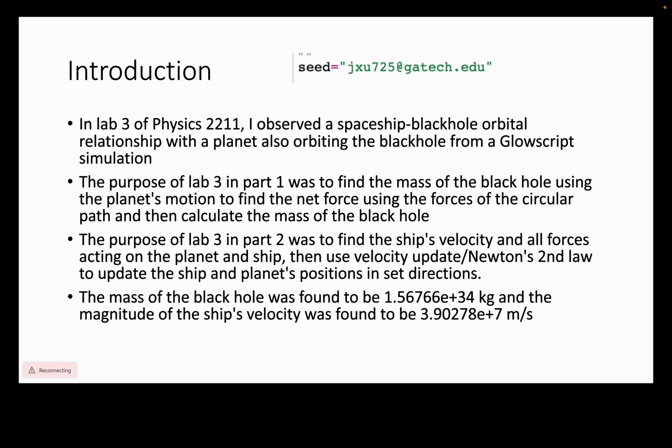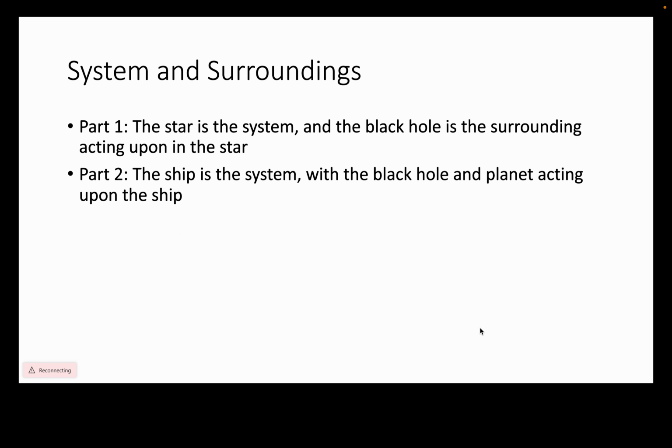So in the introduction, in lab 3 I observed a spaceship and planet orbiting around a black hole, and was asked in part 1 to find the mass of the black hole using the planet's motion with the net force. And in part 2, I was asked to find the ship's velocity as it curved around the black hole, where I would use Newton's second law and all forces acting upon the planet and the ship. The mass of the black hole was found to be this number, found in GlowScript, and the magnitude of the ship's velocity was found to be this number, also found in GlowScript.